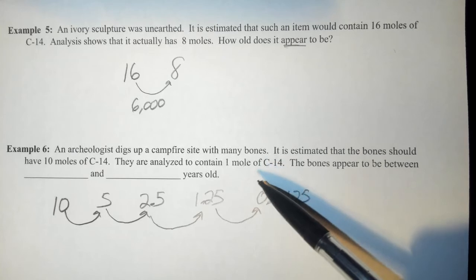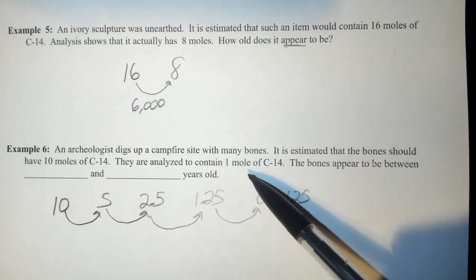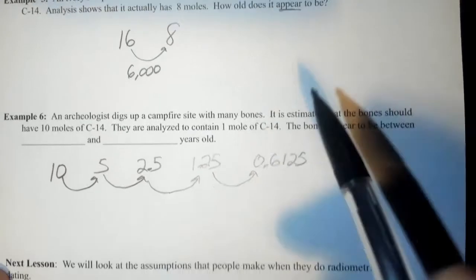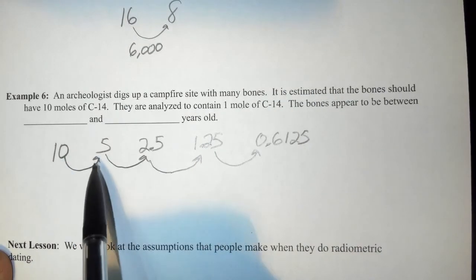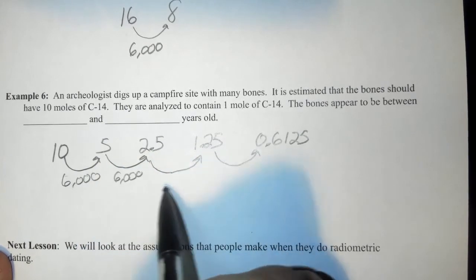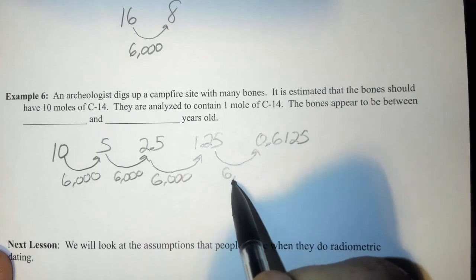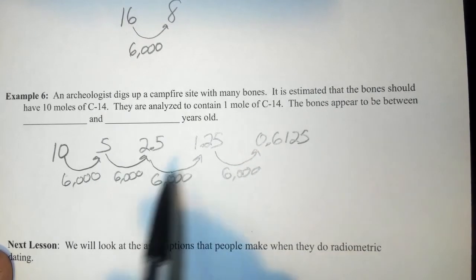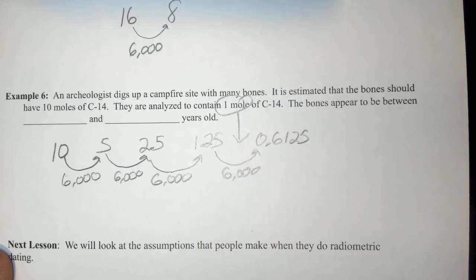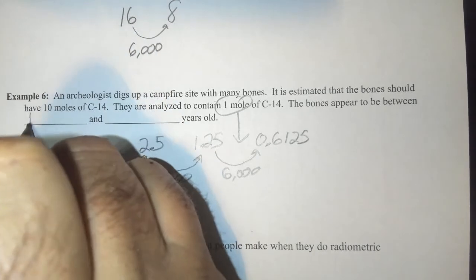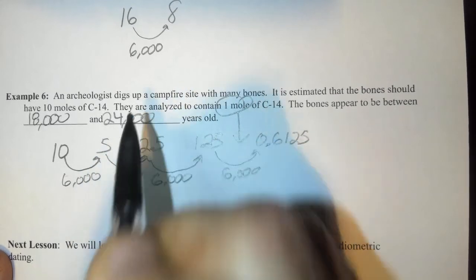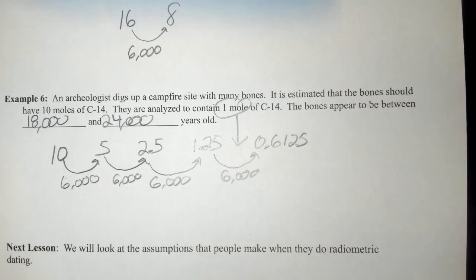Okay, now we're smaller than the 1 mole that we currently analyze it to have, and so we stop our swoops. Each swoop, each cutting in half, takes carbon-14 6,000 years. So the 1 mole is somewhere between 3 and 4 swoops. So it is between 18,000 and 24,000 years old in its radiometric apparent age.